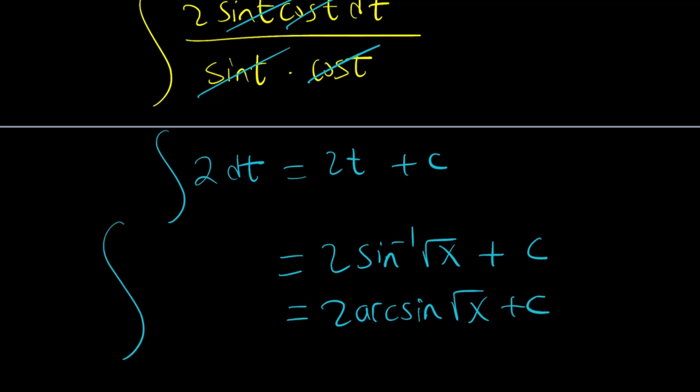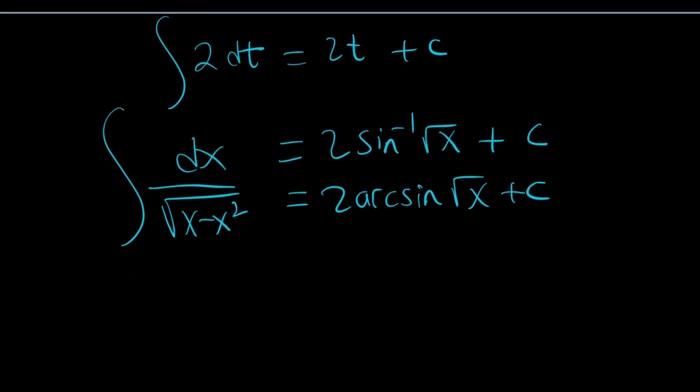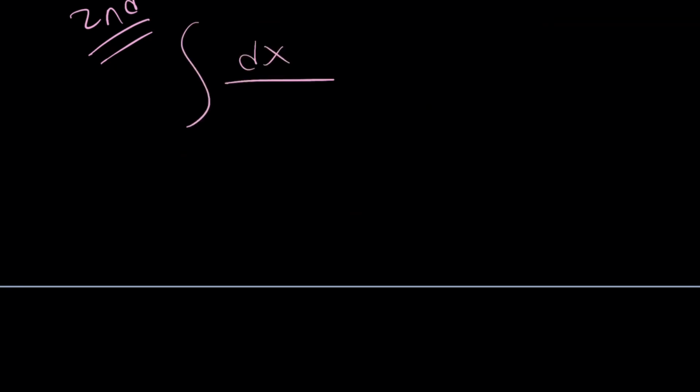So this is the integral of dx over square root of x minus x squared. Kind of surprising a little bit, right? Well, not really, because when you have the square root of something in the denominator, it's usually arc sine or something like that. Okay, and obviously, you can also write this in a different way, which I'll show you towards the end, and we'll talk about that as well. But let's go ahead and take a look at the second method. Okay, for my second method, let me rewrite the problem. We have the integral of dx over square root of x minus x squared.